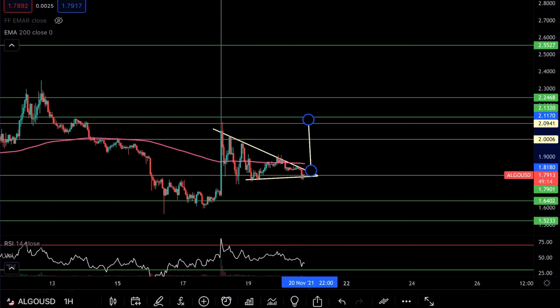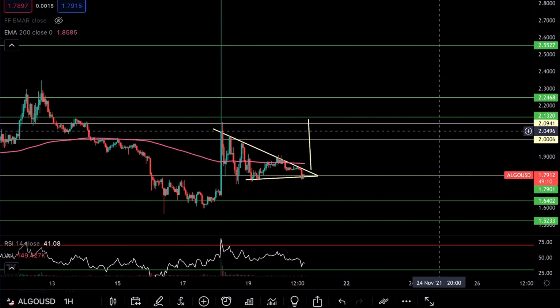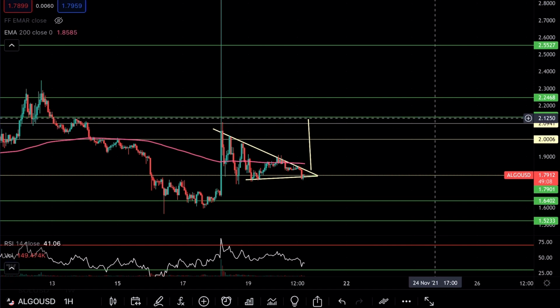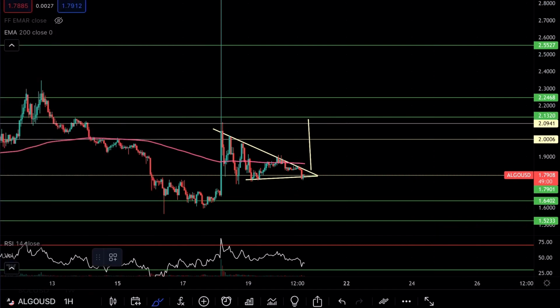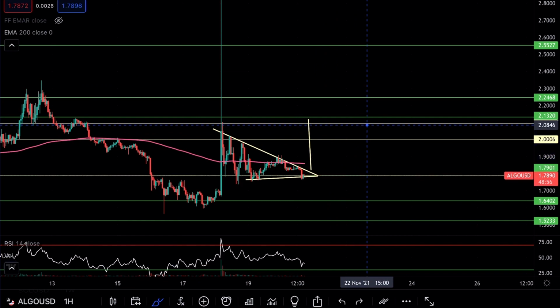guys, whilst I'm here on my iPad, just to give you an idea, we could be suspecting upside to at least the top of this wedge at $2.05, but technically up to $2.10, $2.11, where we'll then start to face our next resistance on Algorand, which, as you can see, is sitting at $2.13. So that's what I'm looking at to the upside.